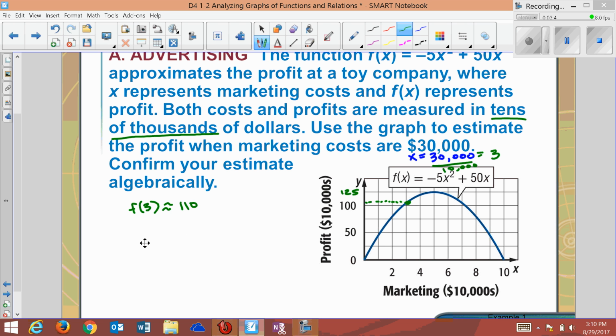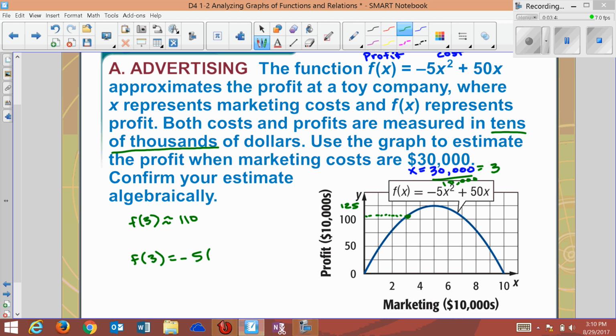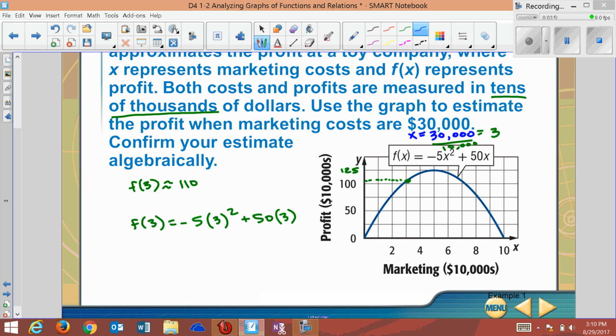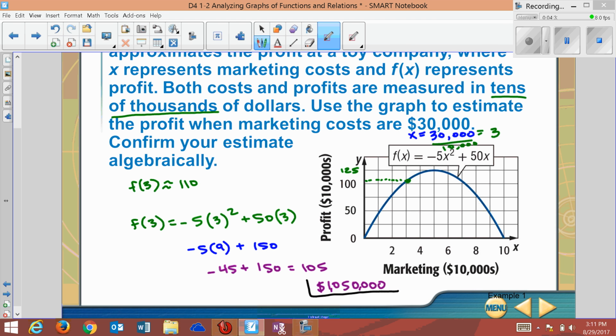Now let's confirm it algebraically. The way we do it is we plug 3 into the equation. So we take our equation from up above, negative 5 and put in 3, we'll square it, plus 50 times 3. Now if we do the math, we need to follow PEMDAS, so that 3 gets squared first, which means that becomes 9. So we have negative 5 times 9 plus 3 times 50 is 150. When we simplify, this becomes negative 45. We're going to add 150, and we get a value of 105. So the actual profit, when you turn that into 10,000s, would be 105 and then 4 zeros after. This is the actual value here. It'd be 1,050,000.